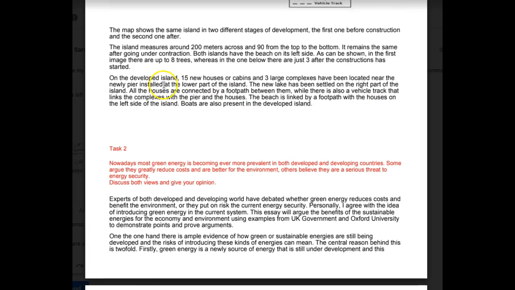Yeah, you know what else? There's no real linking going on here as well now that I look at it again. Like, okay, here you have all the houses are connected by a footpath between them. There is also a vehicle track. The beach is linked by a footpath with the houses. So there's absolutely no linking. There's no fluency between your sentences.